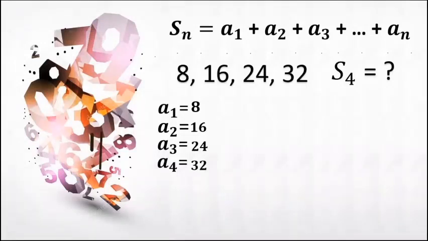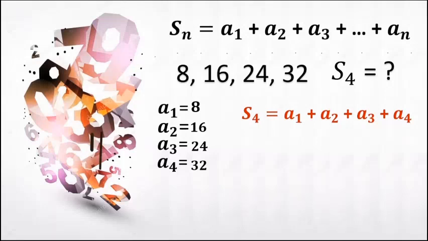Now that we already know the values of our terms, let's write the general formula for this sequence. So the formula for this sequence is S sub 4 is equal to a sub 1 plus a sub 2 plus a sub 3 plus a sub 4. Why is it S sub 4 only? Because we are only given 4 terms in this sequence.